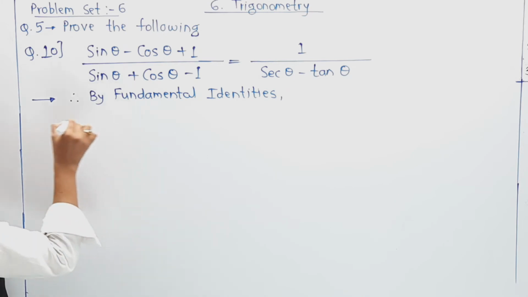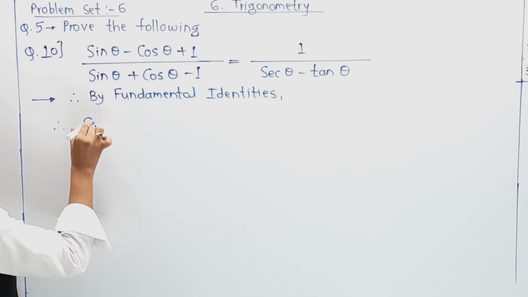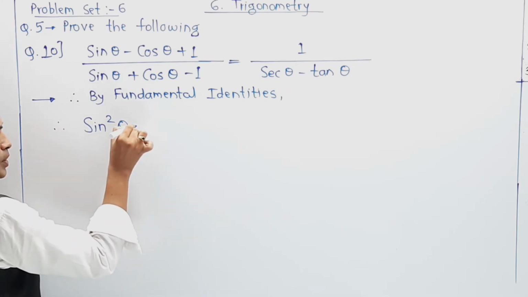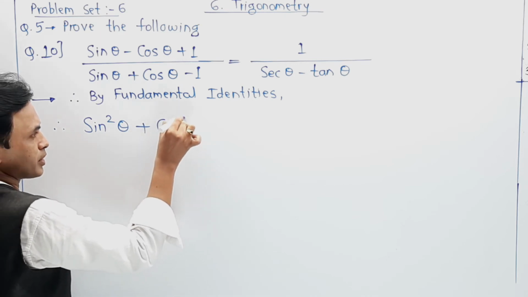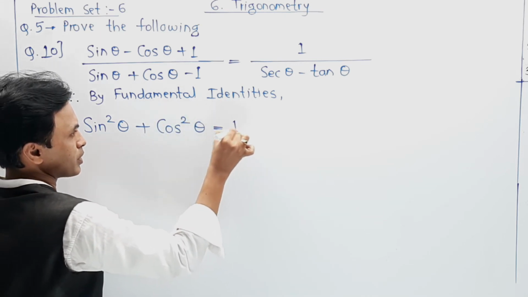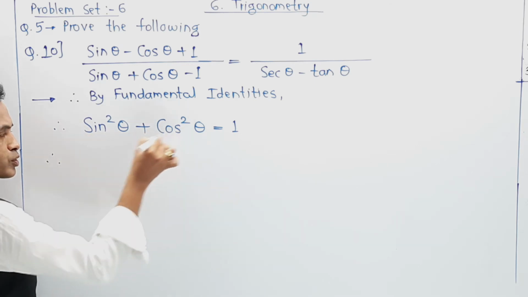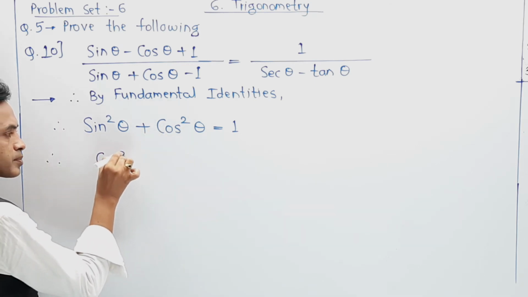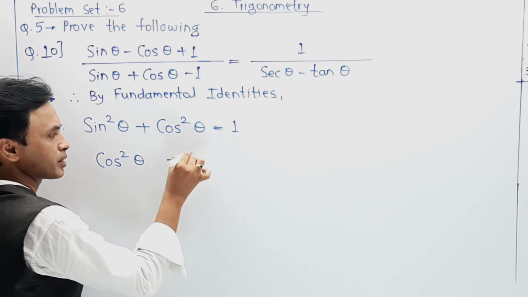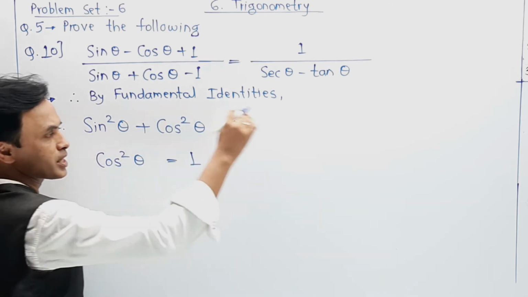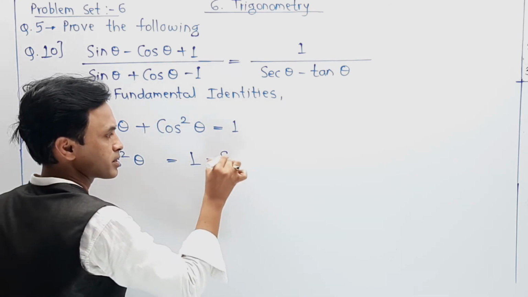Your first property is sin square theta plus cos square theta is equal to 1. This is your first step. Here I am going to write some steps directly, so students, please pay attention. Here cos square theta is nothing but 1; shifting plus sin square to that side, it becomes minus sin square theta.